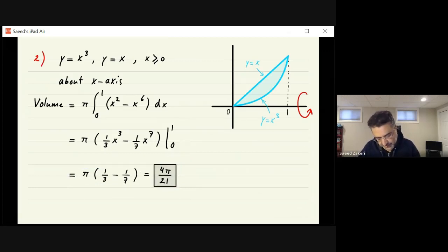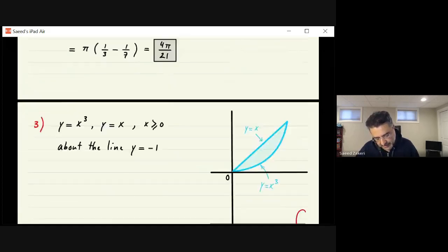Okay. Now, I want to tweak this problem ever so slightly. And that's going to be our next problem. So keep in mind that this was the region bounded from above by x, from below by x cubed. So this shaded region in blue. And the axis of rotation was the x-axis.